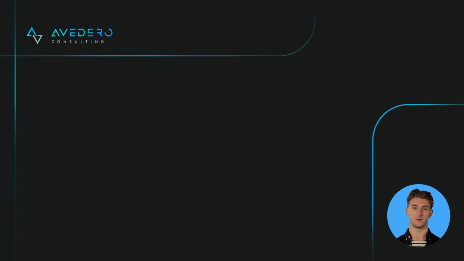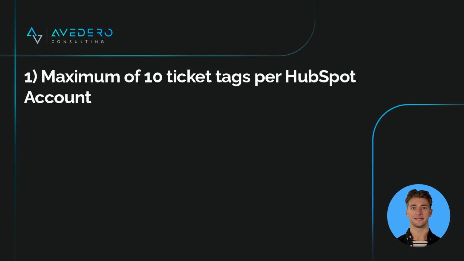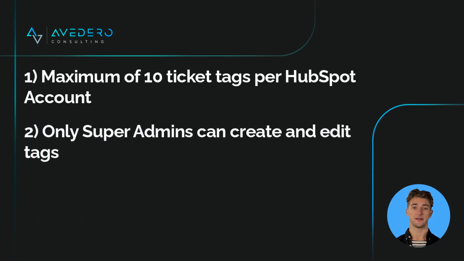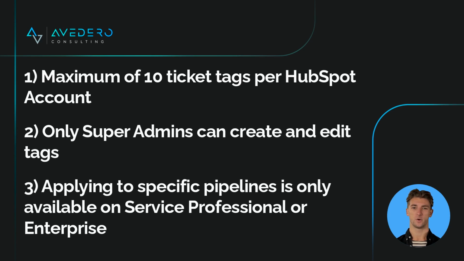Same as for deals, colored ticket tags also have a few limitations. You can have a maximum of 10 ticket tags per HubSpot account independently of pipeline assignment. Ticket tags can be created and edited only by super admins. Applying to specific pipelines is only available on Service Professional or Enterprise subscription levels.